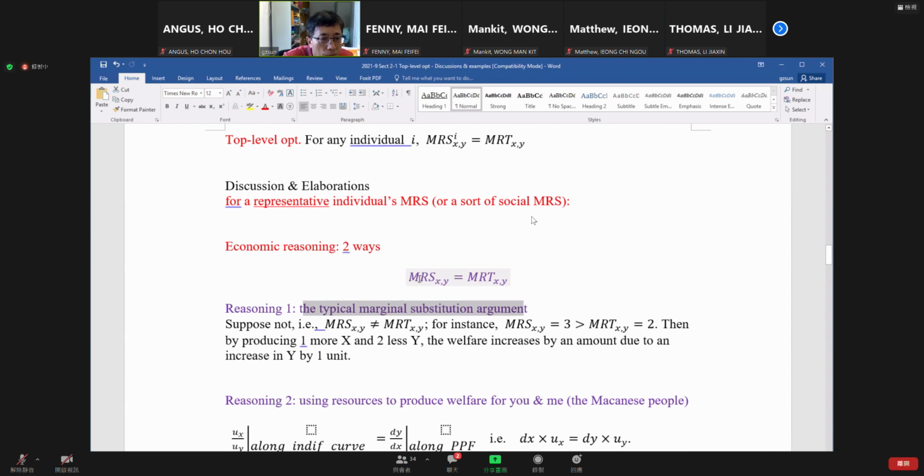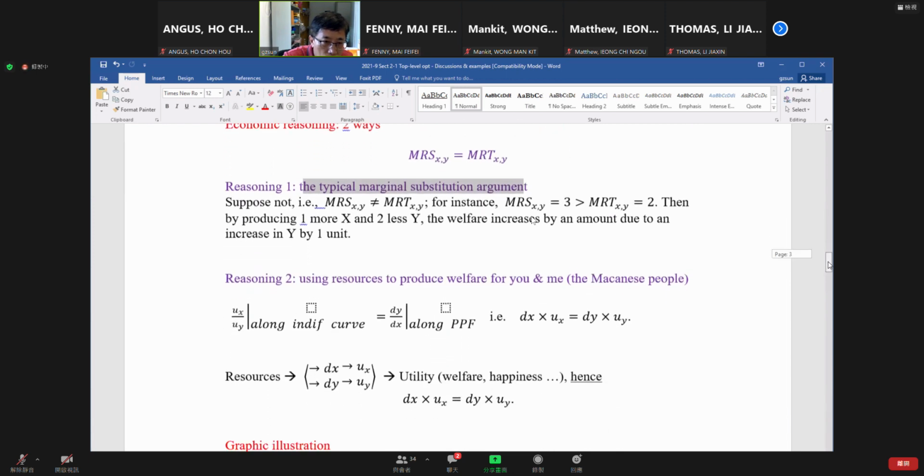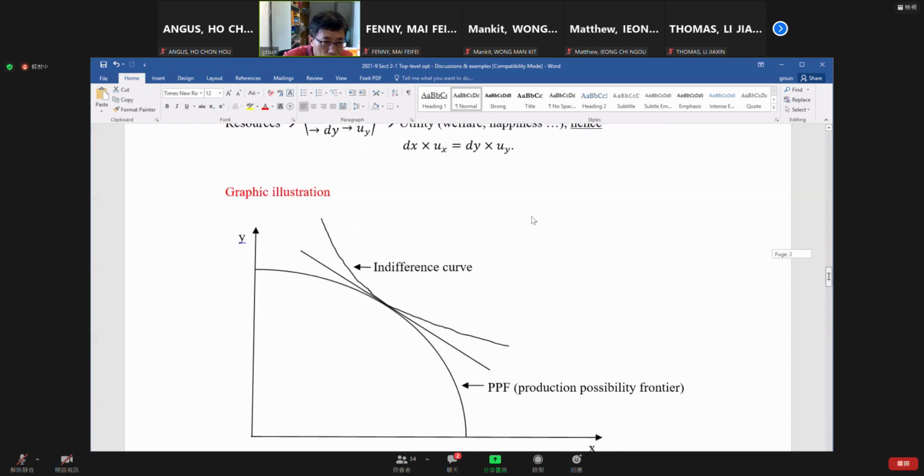How we feel about apple compared to banana. That's about human beings as a kind of animal. It's about having some subjective feeling. And this one is about the stupid things. It's about technology, about production. And this is the so-called PPF. If we produce more X, we must produce less Y. So therefore, this curve is going down.